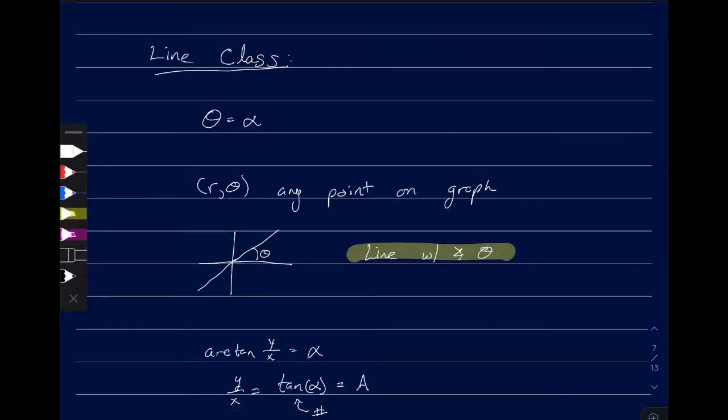So let's start by talking about the line class. There's only one formula for the class of lines, and that's theta is equal to alpha. So if r, theta is any point on the graph, and we fix theta, and r can range from negative infinity all the way up to infinity, we get a line passing through the origin with an angle of theta.